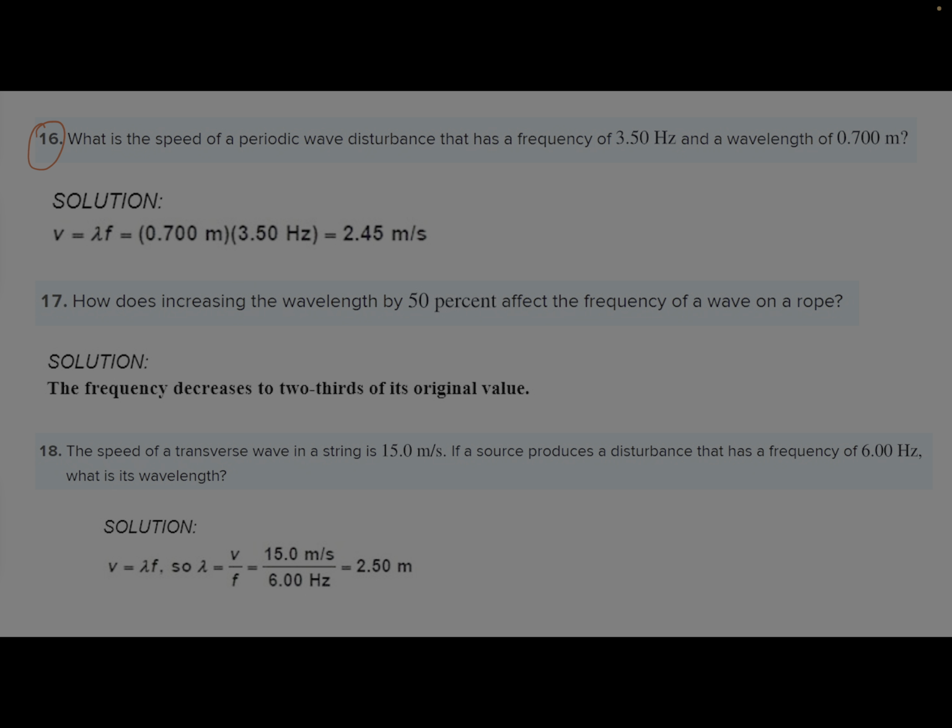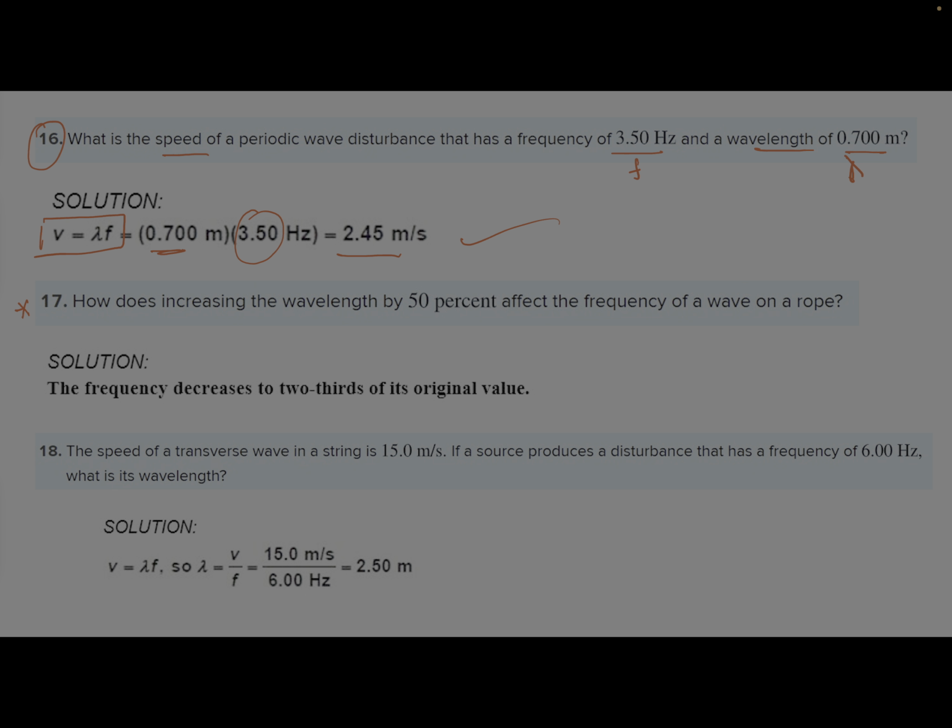It is saying, what is the speed of a periodic wave disturbance that has a frequency of 3.50 hertz, which is frequency, and the wavelength is 0.700 meter, so that is lambda, correct? So they are asking speed. What is the relation? v = λf. Lambda value they have given you 0.700 and frequency is 3.50. When you multiply, you'll get this answer, correct?